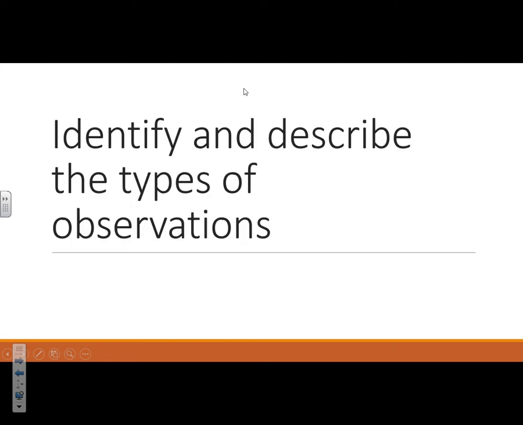Excellent. Next one, identify and describe the different types of observations. So get your paper out, make as many notes as you can in one colour, and then when we go through the information in a minute, add in anything that you've missed. And of course you can do this more than once to test your knowledge later on.